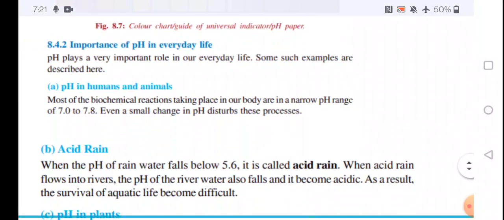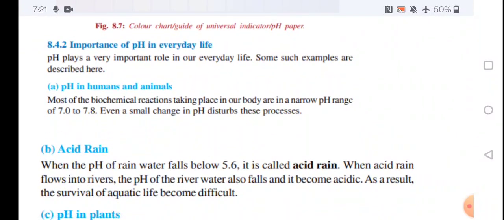See, the first one we will study is the pH of humans and animals. Most of the biochemical reactions that take place in our body are in a narrow pH range from 7.0 to 7.8. Even a small change in the pH disturbs these processes. That means all of the chemical reactions that take place in our body must be between 7.0 and 7.8. If there is a little change in the pH, it makes a big difference in our body.